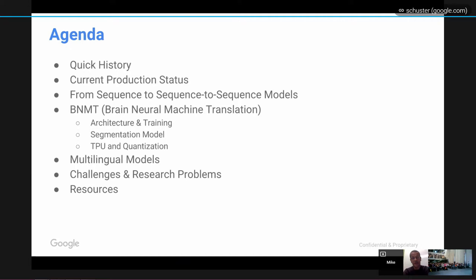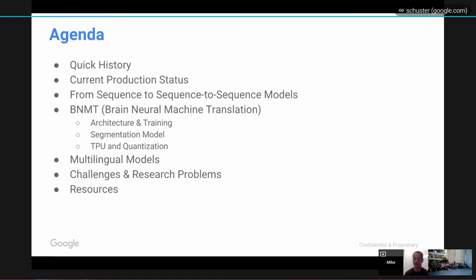For this talk, I will give you a quick history of machine translation at Google. Then I will tell you about the current production status. Then we'll go into the details of sequence models and sequence-to-sequence models, because those are the basis for the translation system. Then I'll tell you some details about the new translation system, which we call the Google Neural Machine Translation System. I'll tell you a little bit about the architecture and training, the segmentation model, and the TPU and quantization that we use. Then we have some new things, which we call multilingual models, which are very interesting. Finally, I'll tell you about challenges and research problems we are working on, and resources in case you want to do some of this yourself.